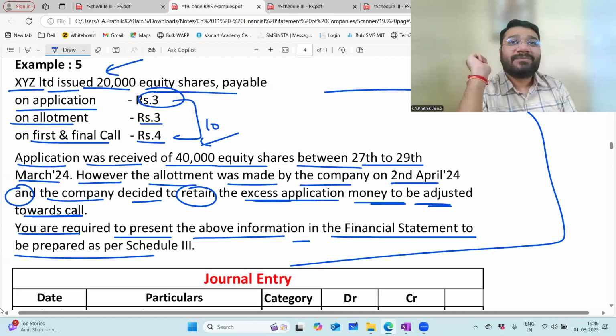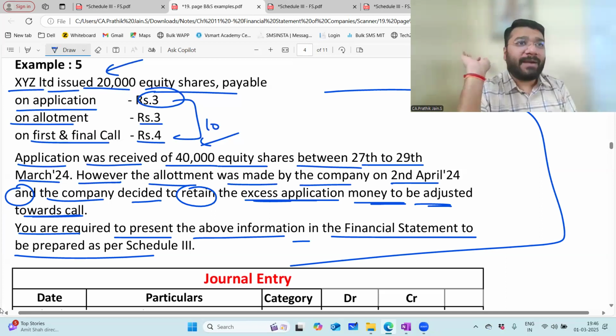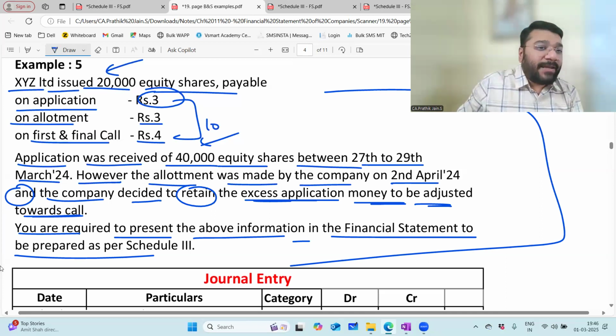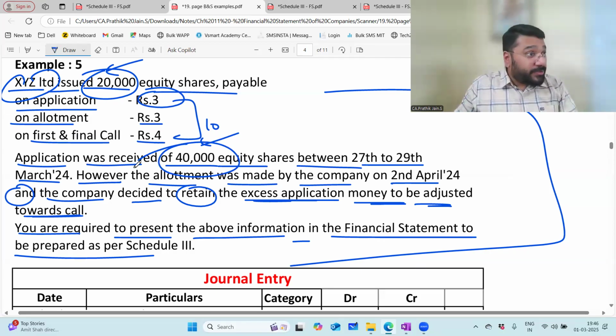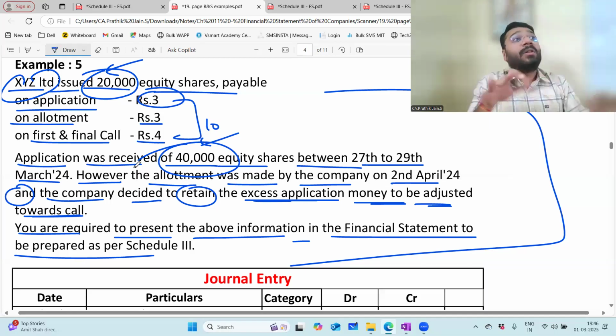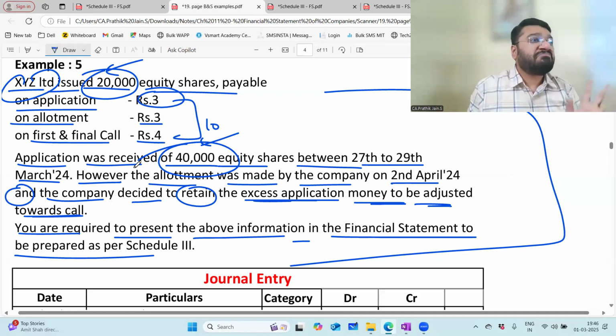Not possible. Can I sit and discuss, or any faculty for that matter, can we sit and discuss what is XYZ Limited doing? What is 20,000? What is 40,000? What is the meaning of oversubscription? What is undersubscription? Can I discuss all the entry by entry, one by one? Not possible.